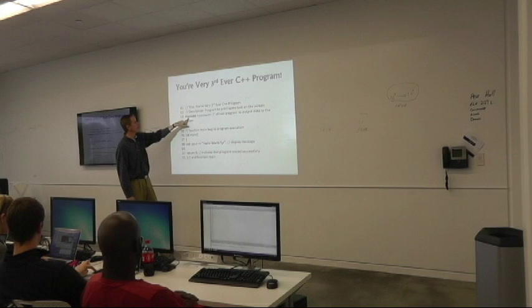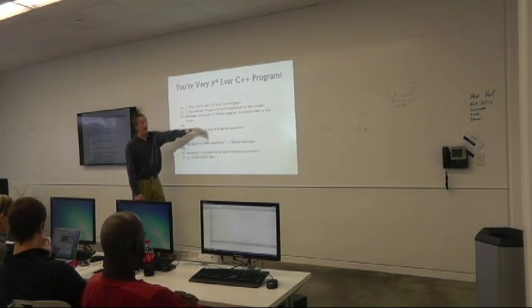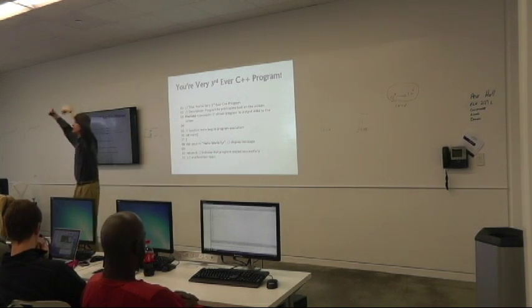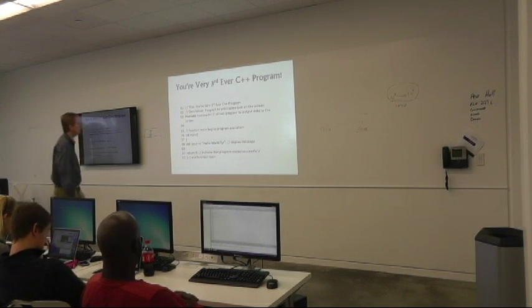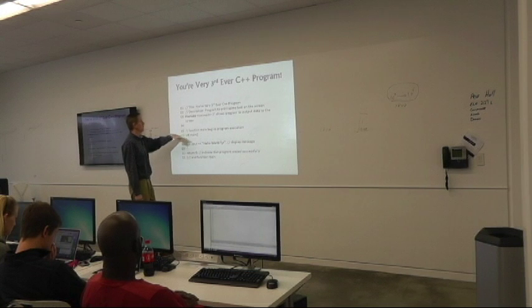Line number 3 is this #include iostream. Basically what we're doing with that is we're reaching out and we're sucking in a lot of code that other bright, smart people wrote for us. So that's very cool. 4 is a blank line, 5 is another comment.